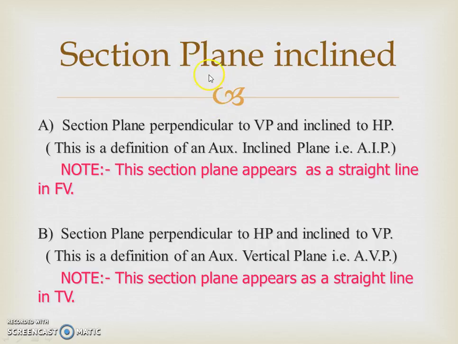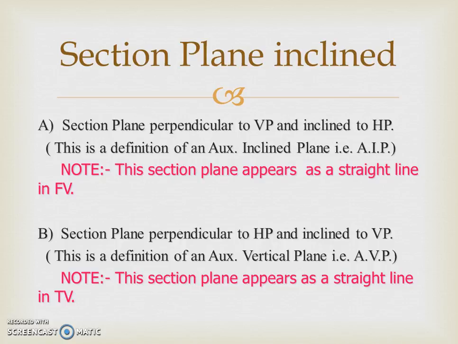So here we discuss the section plane that is inclined. Section plane inclined means perpendicular to VP and inclined to HP. So the section plane appears as a straight line in the front view, perpendicular to VP. Section plane perpendicular to VP means in the other view we can identify the section. Similarly, a section plane perpendicular to HP appears as a straight line in the top view. And in the other view we will get an auxiliary projection, that means a reduced size of the true shape.